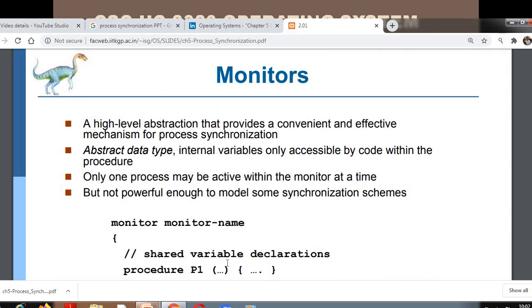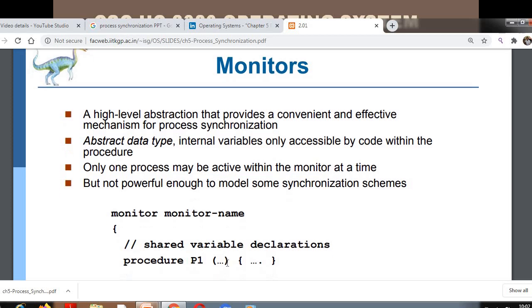Monitors are a high-level abstraction that provides a convenient and effective mechanism for process synchronization. A monitor is an abstract data type whose internal variables are only accessible by code within its procedures. Only one process may be active within the monitor at a time, but it is not powerful enough for modeling some synchronization schemes.